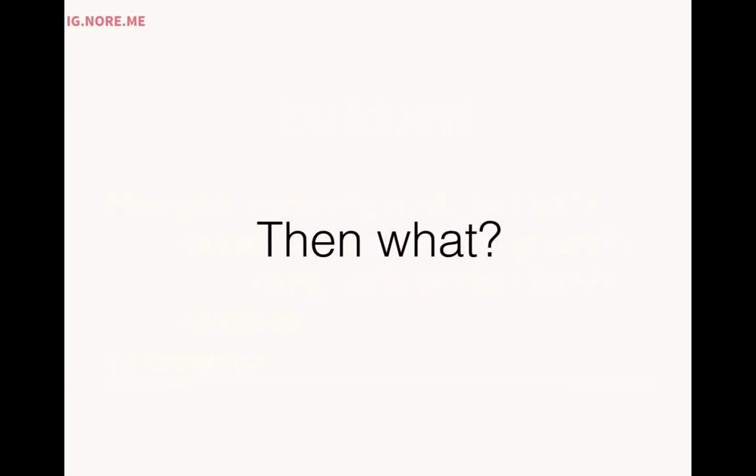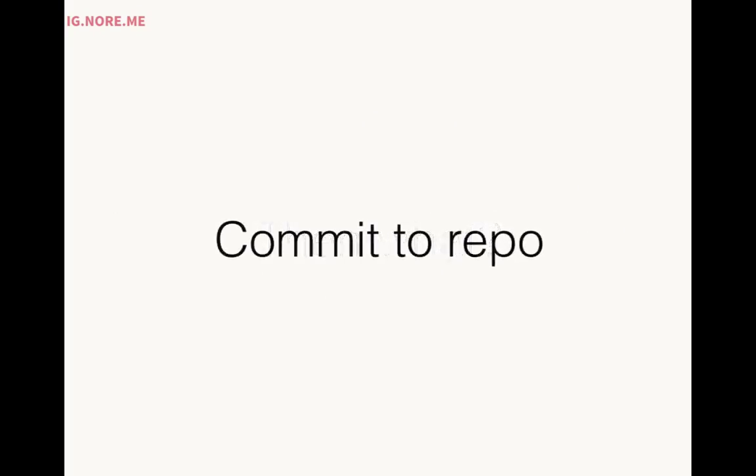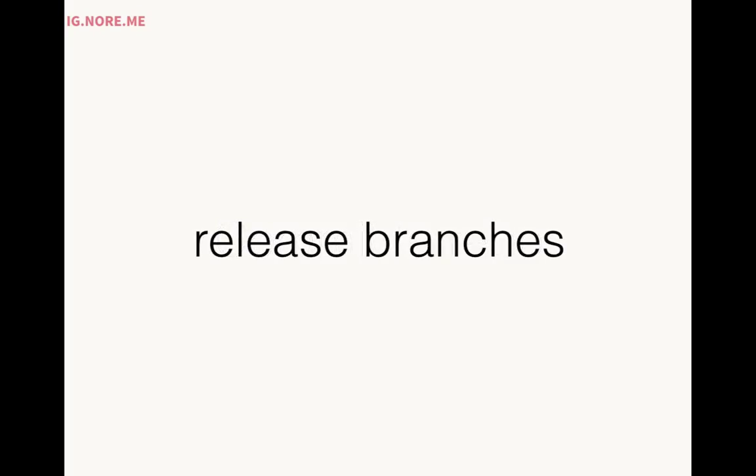But then what? We've now got this code locally on our continuous integration machine, but that's not where we want to end up. We need it on our production machines or on our staging machines or whatever. So how about we just commit it to the repository? Yeah, I know, I just said we shouldn't do that. But I'm not talking about committing it to branches that people actually work on. No, instead, we can push it up to release branches.